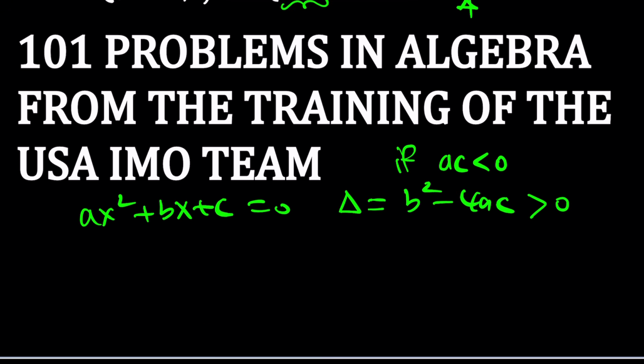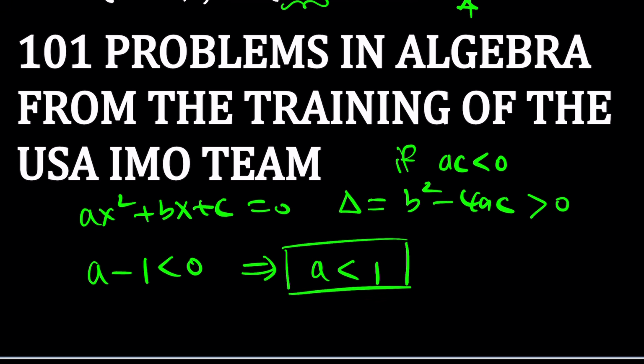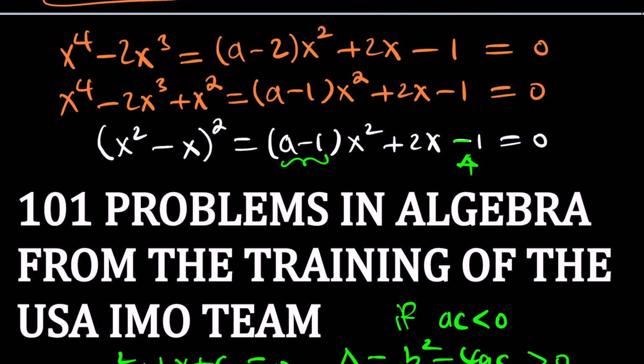But what does that mean for a minus 1 to be negative? It means a is less than 1. Okay, is there a value of a that is less than 1 that will work? And if that works, then hopefully we can proceed with the solution.